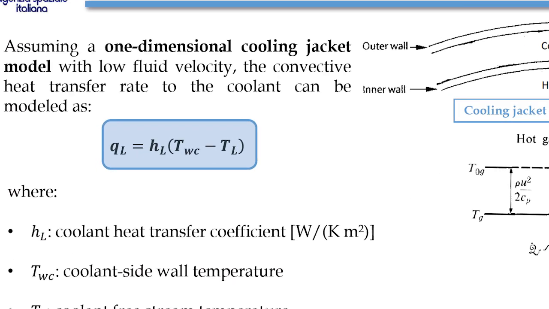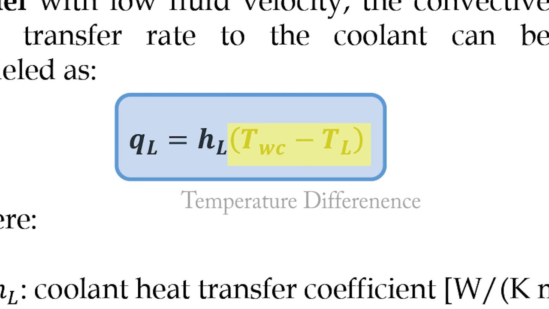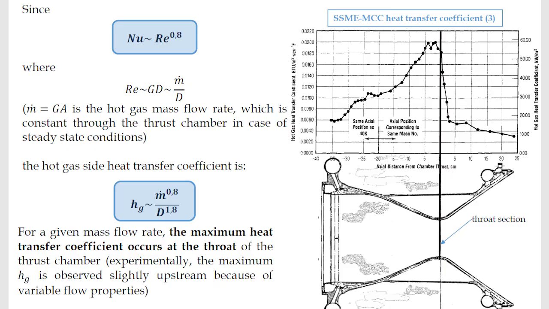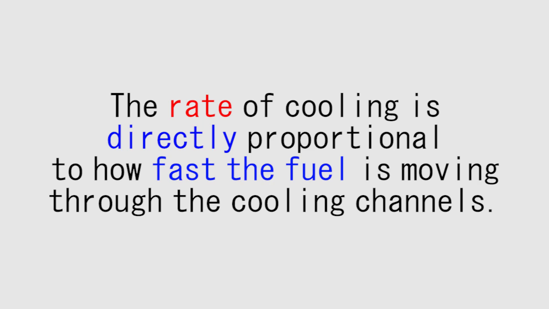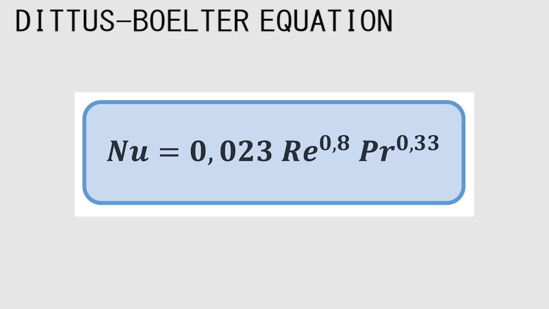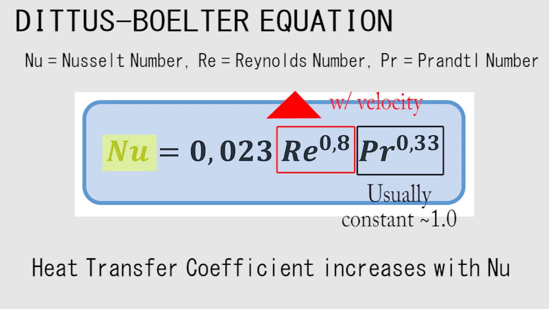The more the difference in temperature, the greater is the amount of heat transfer. The heat transfer coefficient is also maximized when there is minimum boundary layer thickness, and this will occur at the throat of the nozzle. So this is when the convective heat transfer is maximized. You also need to understand that the faster the fuel moves through the channels, the quicker cooling occurs. And this can be characterized mathematically by the Dittus-Boelter equation, which is directly proportional to how fast the fluid is moving.